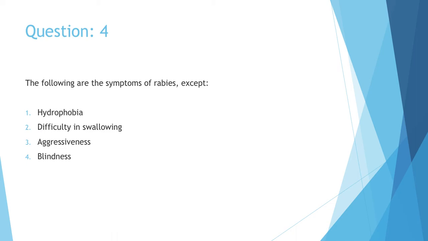Question number 4. The following are the symptoms of rabies except: number 1, hydrophobia. Number 2, difficulty in swallowing. Number 3, aggressiveness. And number 4, blindness. And the answer is number 4, blindness.